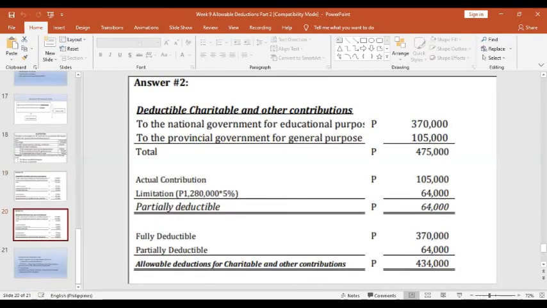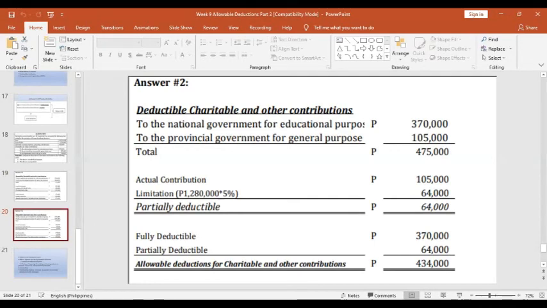Okay, and the answer to number 2. The answer in number 2 uses the same data. This is the allowable deductions, but the fully deductible charitable contribution is 370,000, while the 105,000 donated to the provincial government is partly deductible. So let us compute. Let's go.